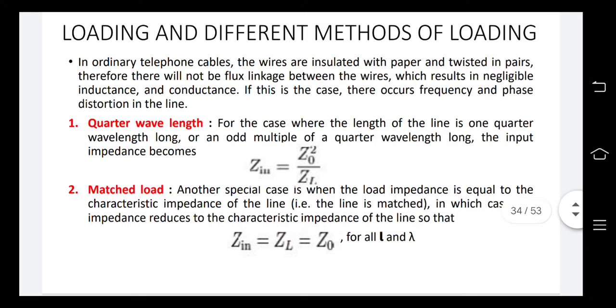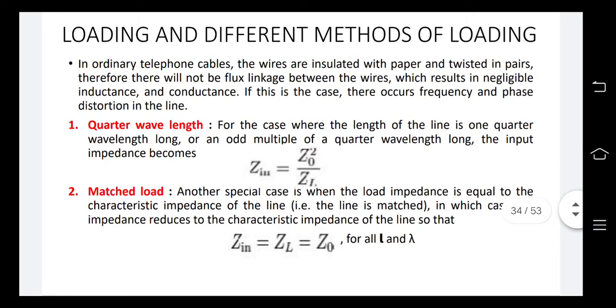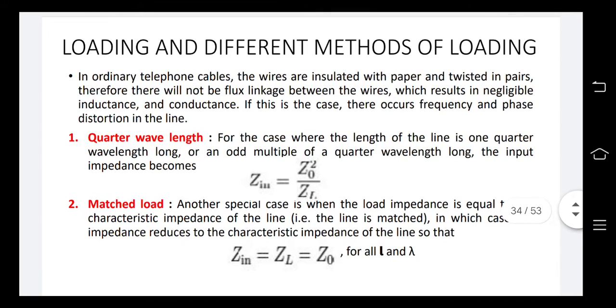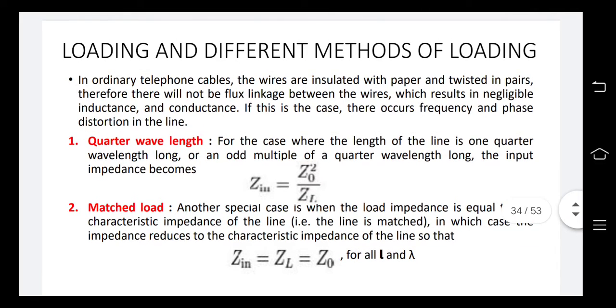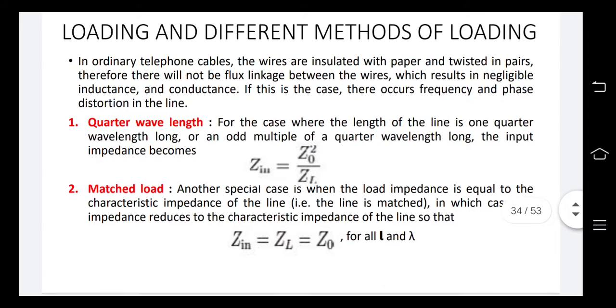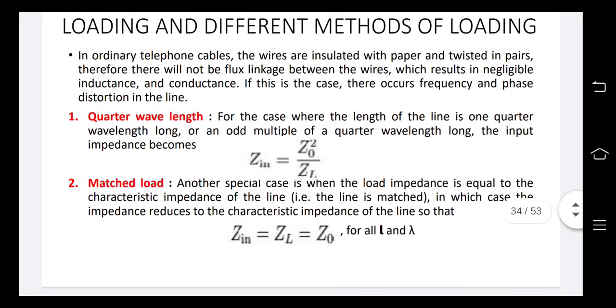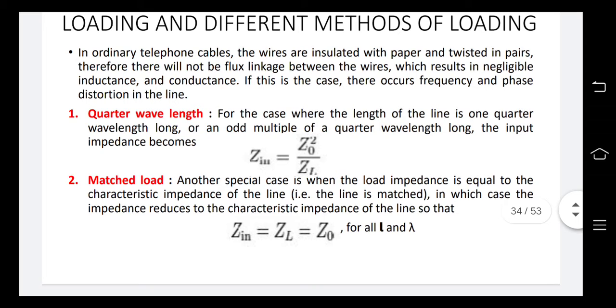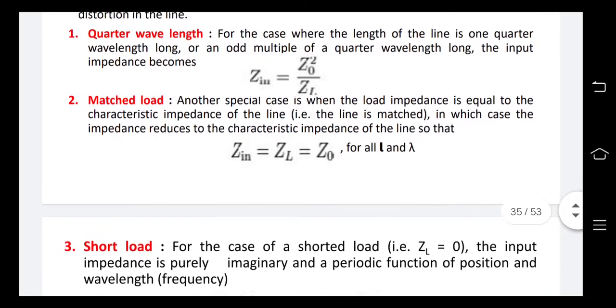For the case where the length of the line is 1 quarter wavelength long or an odd multiple of a quarter wavelength long, the input impedance becomes Zin equals Z0 squared by ZL. In case of a matched load, it's another special case where the load impedance is equal to the characteristic impedance of the line, in which case the impedance reduces to the characteristic impedance. Therefore, Zin will be equal to ZL, which is again equal to Z0 for all the length L and lambda.